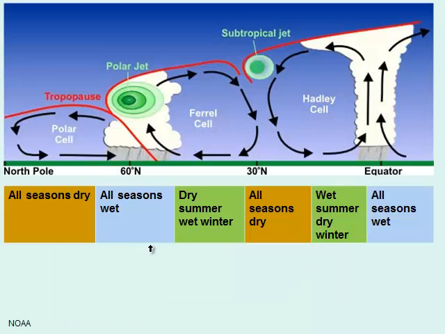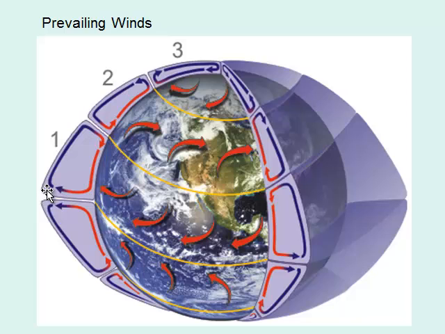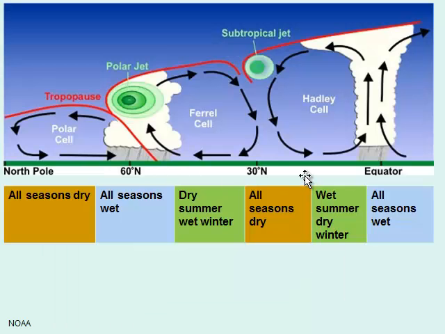And then here you can see, if we take this top slice here with the 1, 2, and 3 corresponding here, 1, 2, and 3, polar, Ferrel, Hadley, and we see the circulation patterns where the air is sinking, where the air is rising, where we see clouds, where we see clear skies, and where these different jets are located.